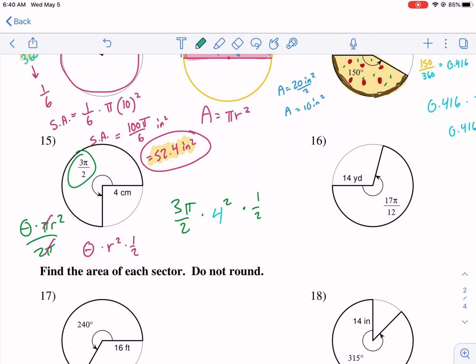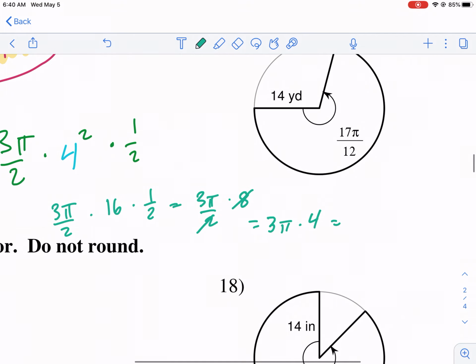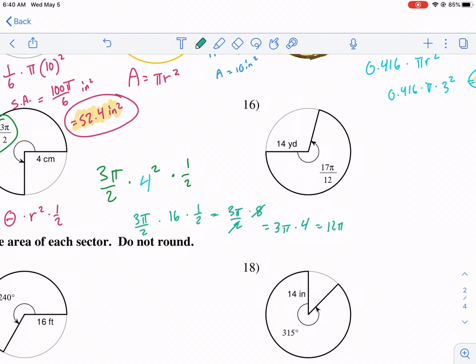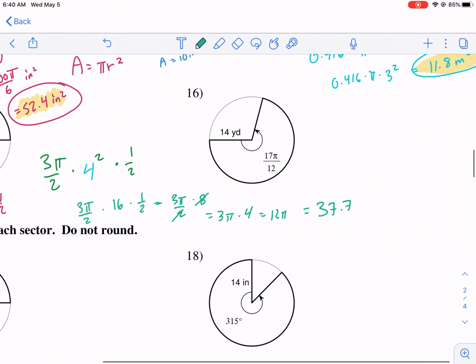So we have 4 squared is 16. Always start with that. So we have 3 pi over 2 times 16 times 1/2. We're going to multiply 16 times 1/2 and get 8. 3 pi over 2 times 8. I'm going to cancel that, and then we'll have 3 pi times 4, and that's going to be equal to 12 pi, which I would leave it like that, but this one wants it rounded to the tenths. So we're going to do 12 times pi here, and we get 37.7. And then the units are centimeters squared.